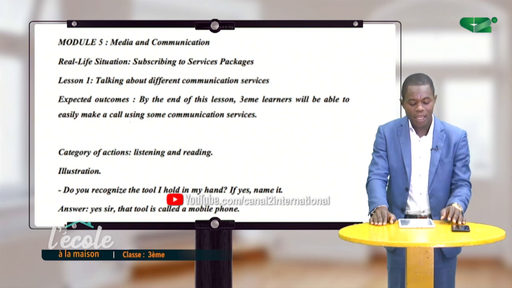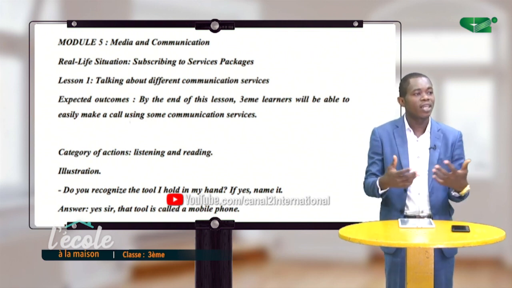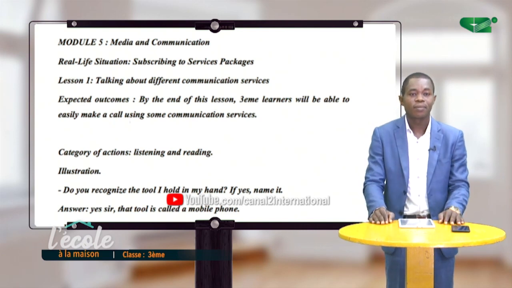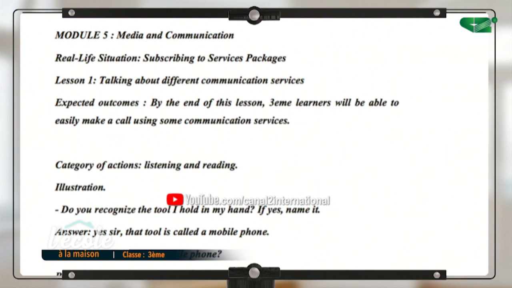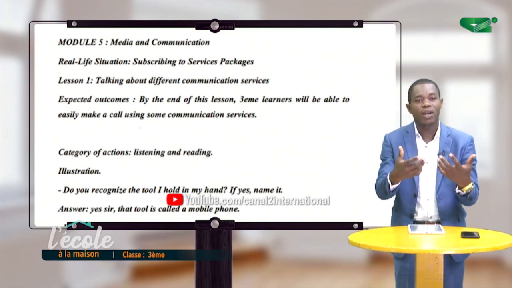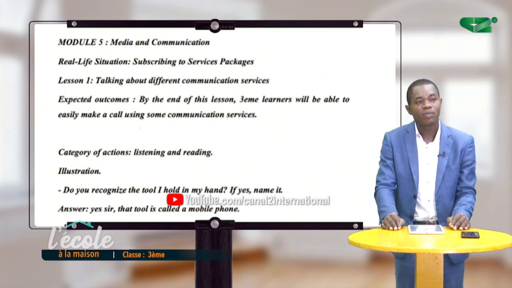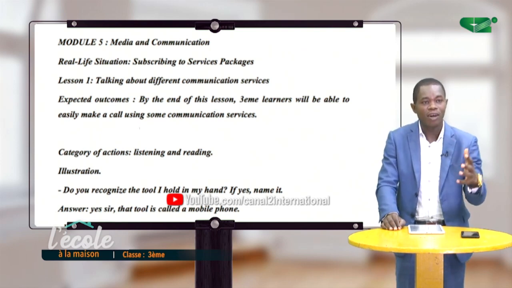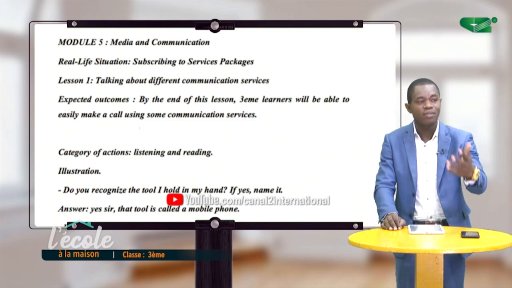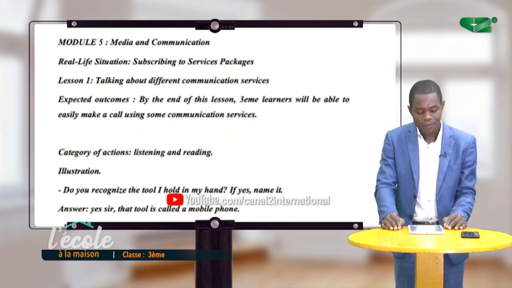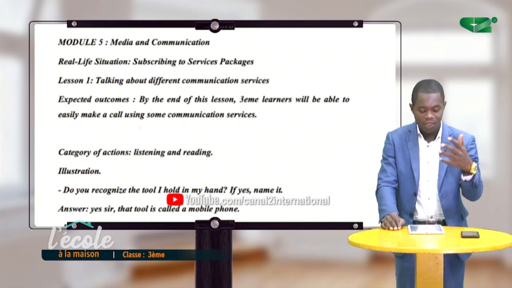Now, talking about the expected outcomes, what do we really expect our learners to do by the end of this lesson? By the end of this lesson, troisième learners will be able to easily make a call using some communication services. That is the core. That is the main part. That is the center of our lesson. We want our learner to make a step ahead. We want them to be able to make a call, not only to make a call, but to make a call successfully, using some communication services.